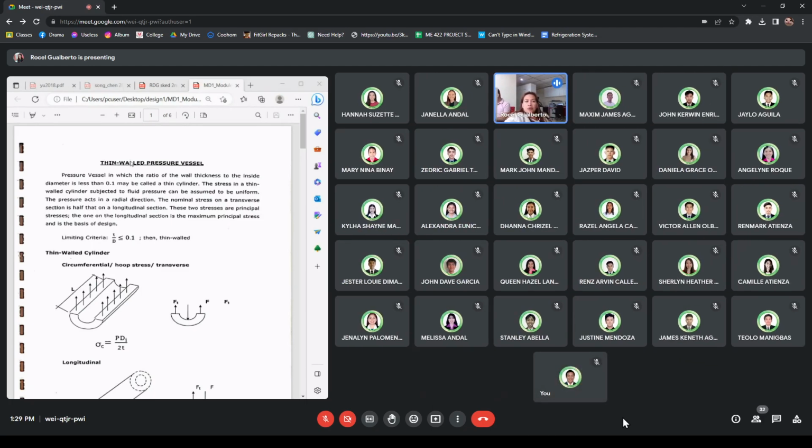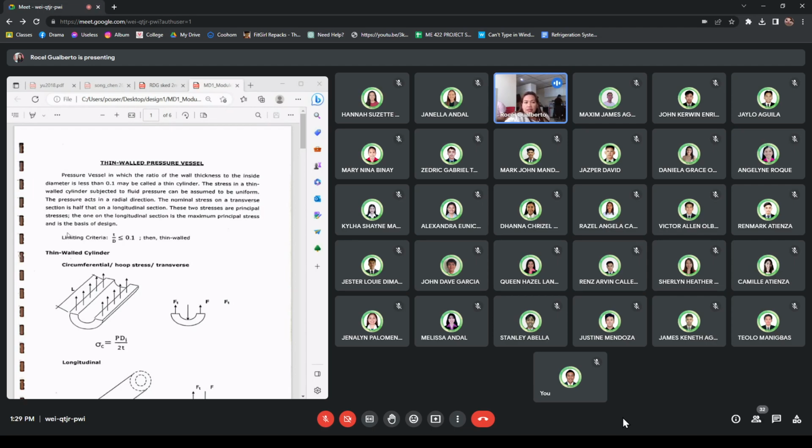So when we design this vessel, we have to know first kung ano bang klase ng category siya nagpo-fall. Is it under a thin walled or a thick walled? So pag sabi natin thin walled or thick walled, it does not vary only on the thickness. Hindi lang po yung thickness yung category natin para doon sa vessel na iyon. It should be the limiting criteria.